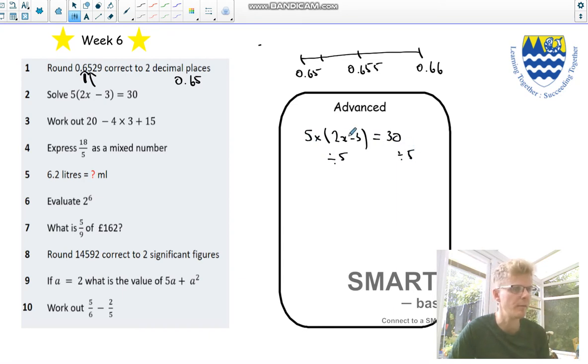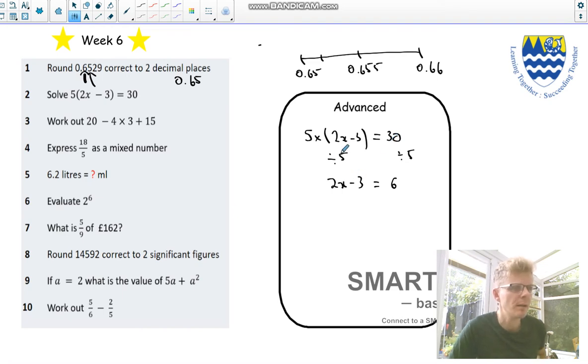And rather than having 5 lots of the bracket, we simply have 1 lot of the bracket, so we just denote that as 2x minus 3. Don't need a bracket with a 1 times, it means the same thing. Of course, that's going to equal 6. So 5 lots of the bracket are 30, well then 1 lot of the bracket must be equal to 30 divided by 5, which is 6. So that works nicely if this number here being multiplied by the bracket is a factor of 30, or the number that it's meant to equal in the equation.